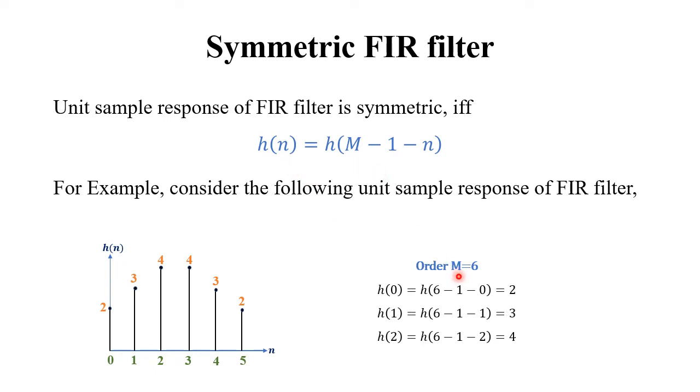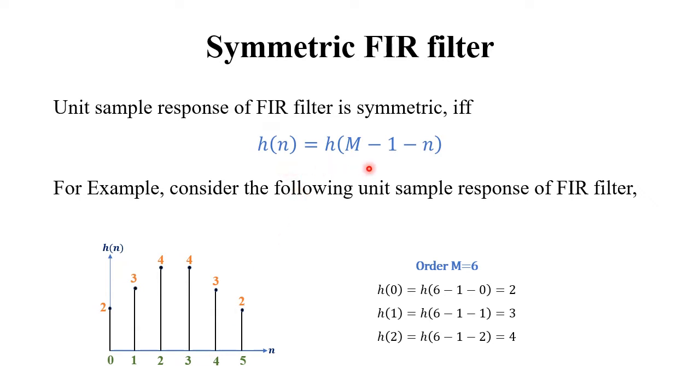Let us consider order M is equal to 6. An even order is being considered here. And let us have the realization of the values something like this. So we are considering a predefined realization here. If the order is 6, in the sense that there are total 6 values from 0 to 5, they have the h of n values 2, 3, 4, 4, 3 and 2.